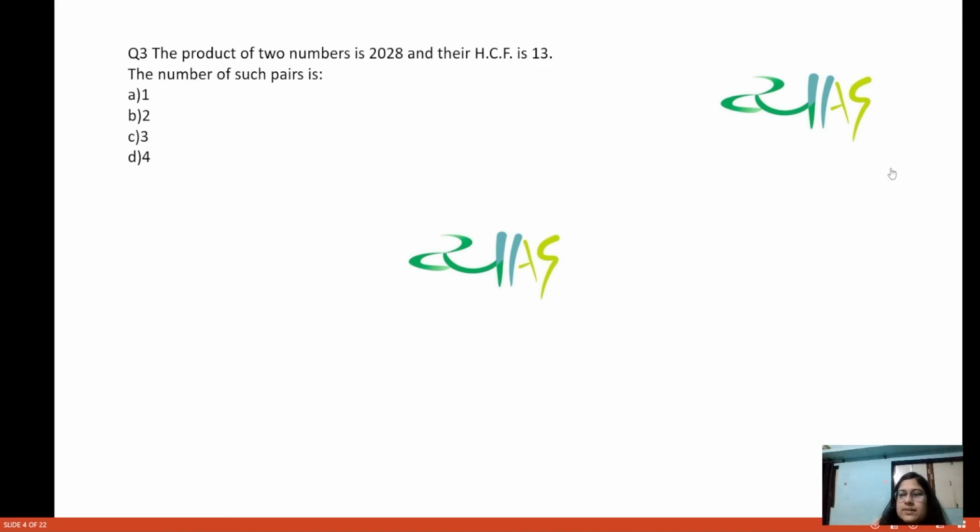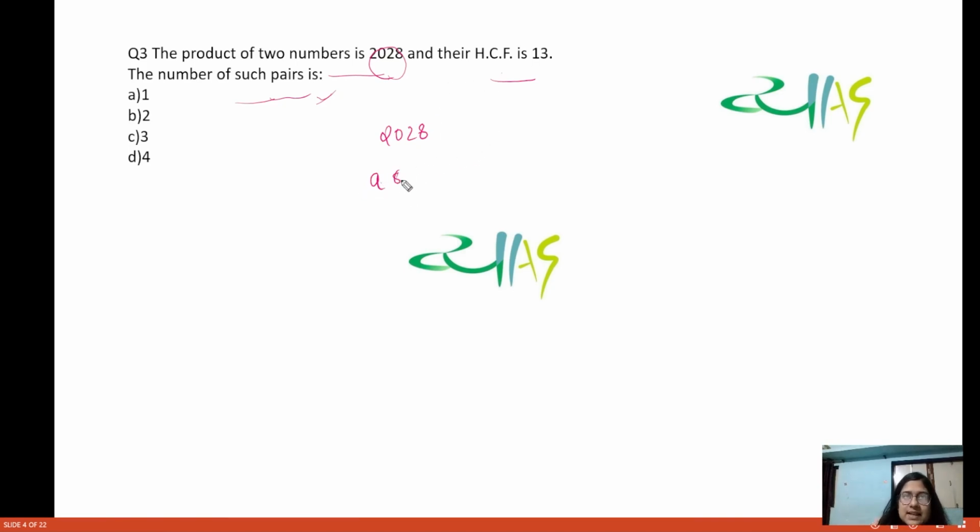Now see, it is given to you in the question, the product of two numbers is 2028, and their HCF is 13. You are asked for the number of such pairs. Now you have 2028 as the product, and their HCF is 13.